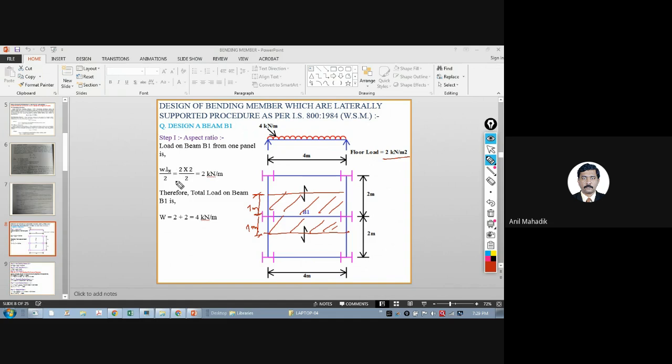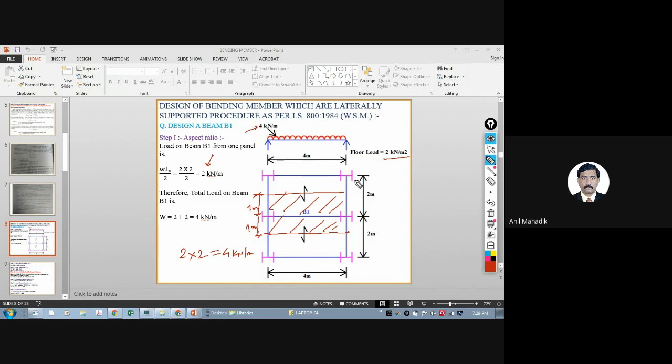So from one slab it is 2 kilonewton, or you can directly calculate. You can take this 2. So this 2 into 2 will be 4 kilonewton per meter. Half from this, half from this. Here actually half load is calculated. Is it clear, load path? Yes, sir. Now we get this 4 kilonewton per meter load on the beam.